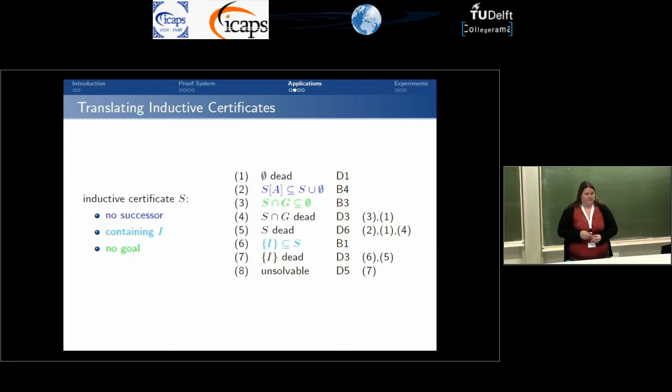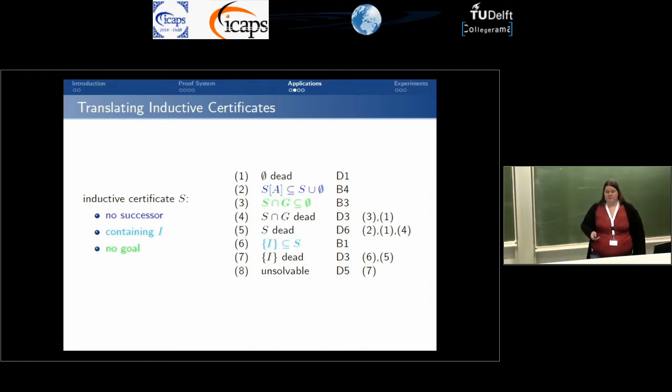As a reminder, an inductive certificate is a set with no successor, containing the initial state but no goal state. And now, as you see, the proof is actually quite short. We first state that the empty set is dead because we need that later. Then this no successor property, we just reformulate a bit more complicatedly.